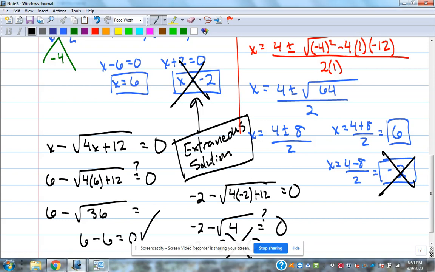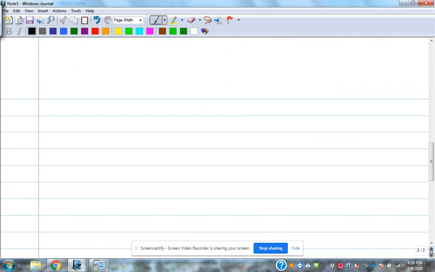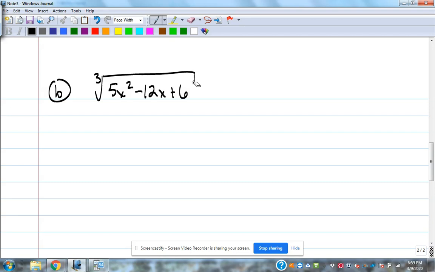Okay, so that one was a square root problem. Let's look at one that's got a cube root in it. And I put these little tails on the end of my square roots just to show you that that's where that square root ends, so that it doesn't look like I'm putting something else underneath there, or where that root, this cube roots. So I put these little tails on there just to say, hey, that's the end of that particular root.